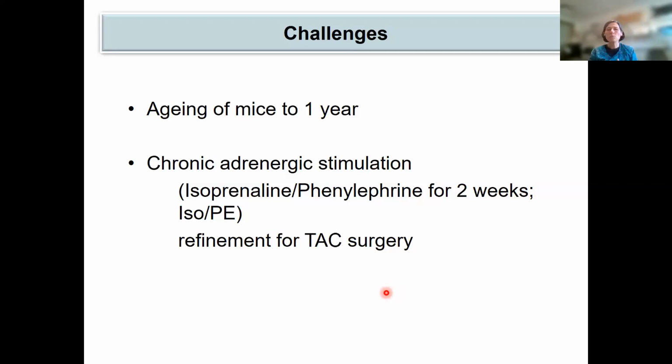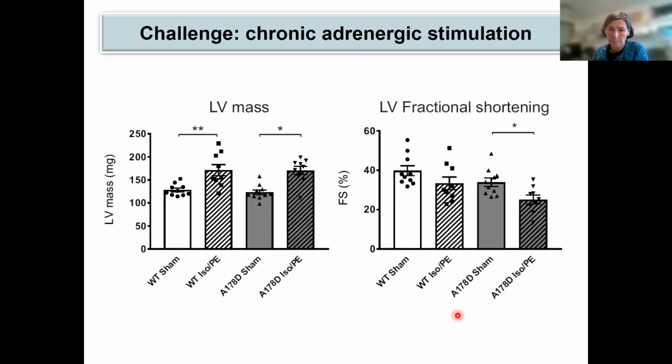And then we also have other tools to provoke phenotypes, and they were used in this project. One is simply to age mice to at least a year. And the other one is to give them chronic adrenergic stimulation. So we give them isoprenaline and phenylephrine for 2 weeks, and this causes pressure overload and hypertrophy. And we now use this to replace something called transaortic constriction surgery or TAC surgery, because we feel it's a bit more gentle on the mice. It doesn't involve opening the chest and is also a bit quicker.